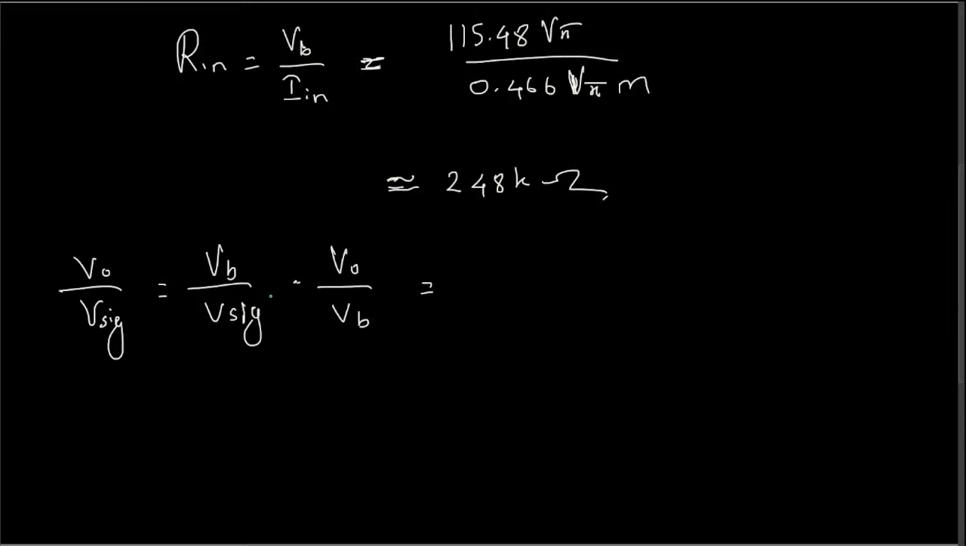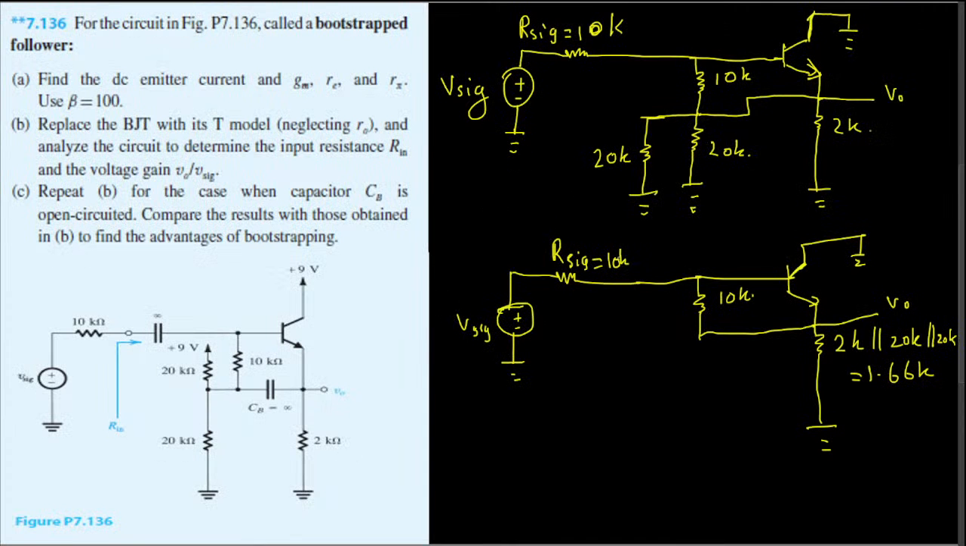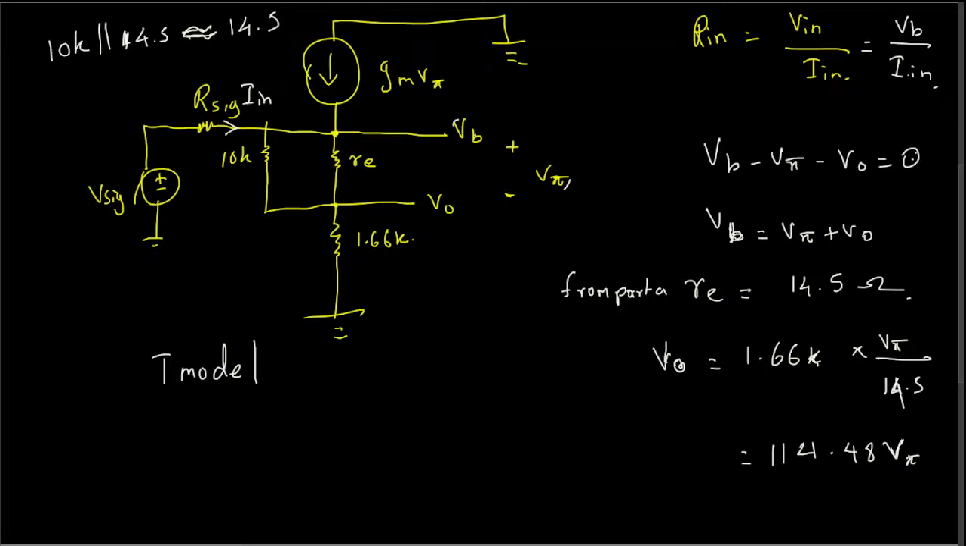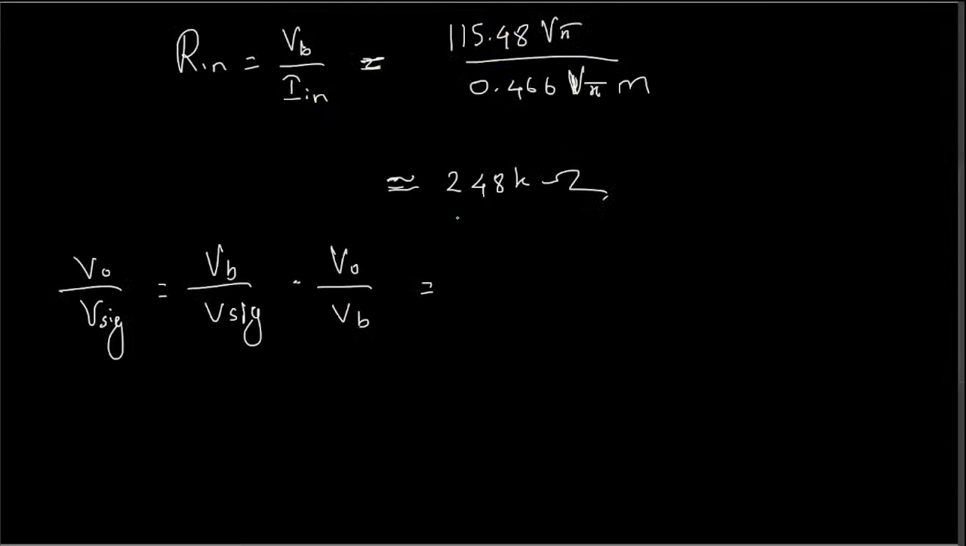This is the exact same thing. If you multiply, VB cancels and you get this one back, but we are using this form because we don't know vsig, but we can find VB over vsig. Let's look at the equivalent T model. VB is right here, vsig is right here. VB over vsig is the voltage divider, that is R in over R in plus R sig. So this VB over vsig part will be replaced with the voltage divider, R in over R in plus R sig.